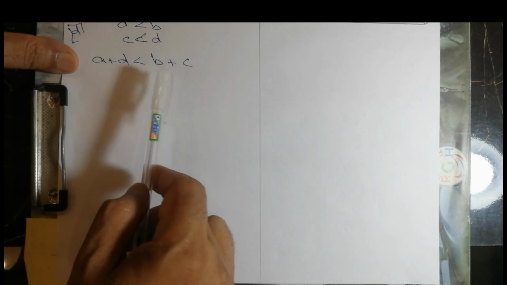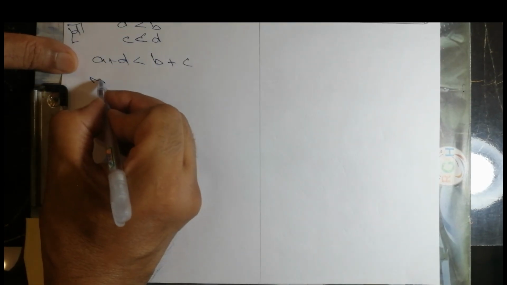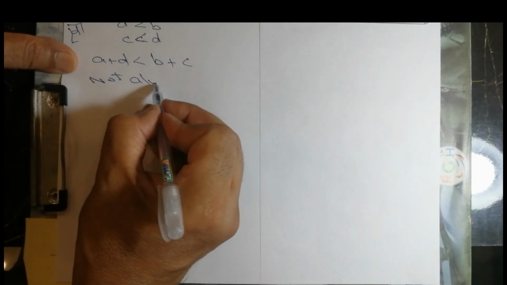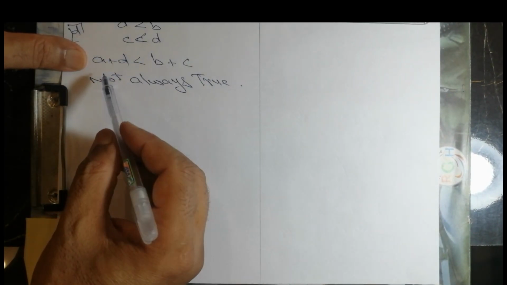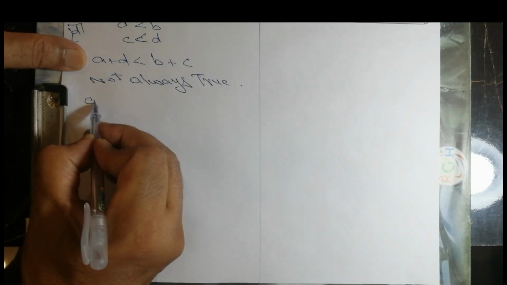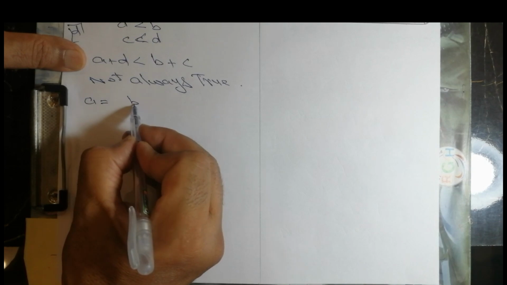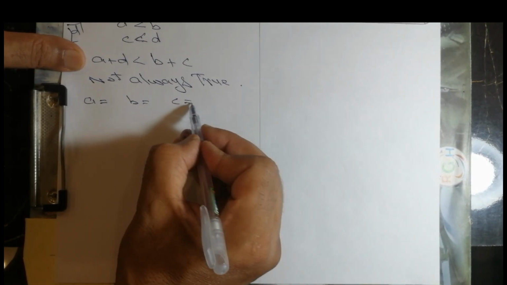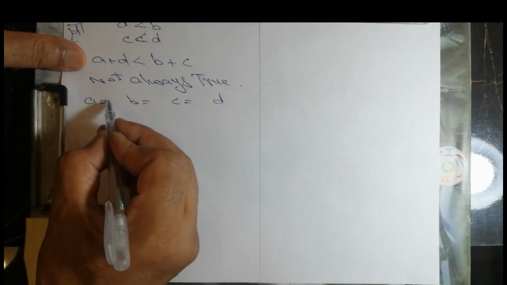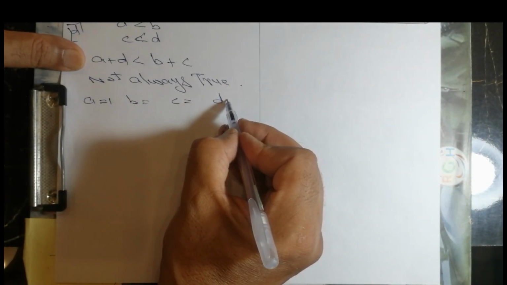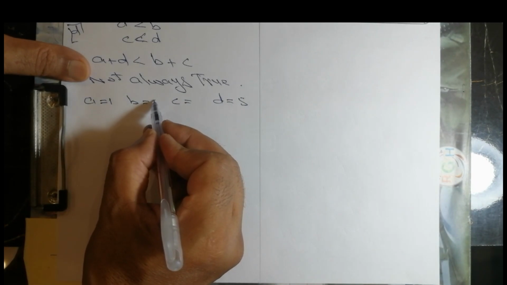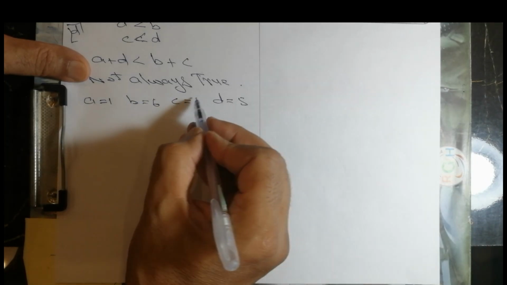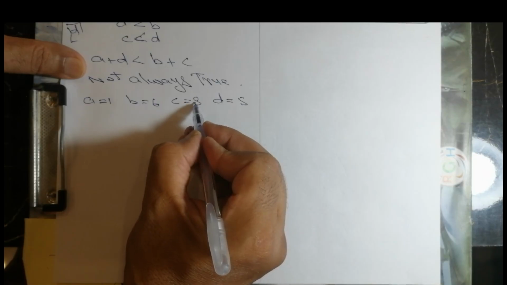No, it is not always true, because it is not as per any rule. Here a smaller number is added to a bigger number. It depends. For example, if we write some value of A, some value of B, some value of C, some value of D: if A is 1 and D is for example 5, and B for example 6, C take any number, for example 8.